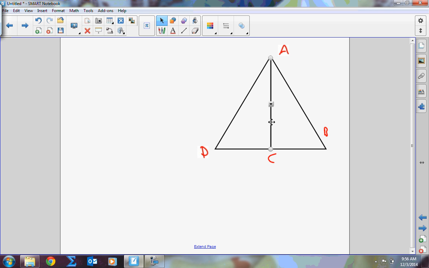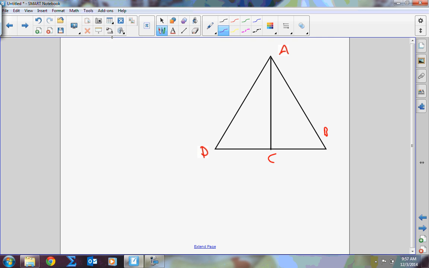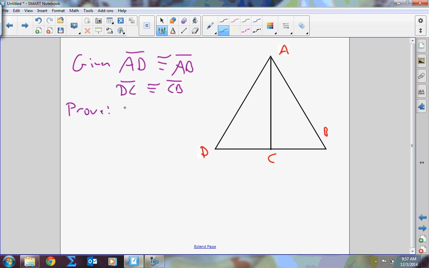Okay, so the very simplest ones would just be proving triangles congruent. So if I wanted to run through that, I might be given, let's say that AD is congruent to AB, and DC is congruent to CB. And the proof might be as easy as just the triangles.